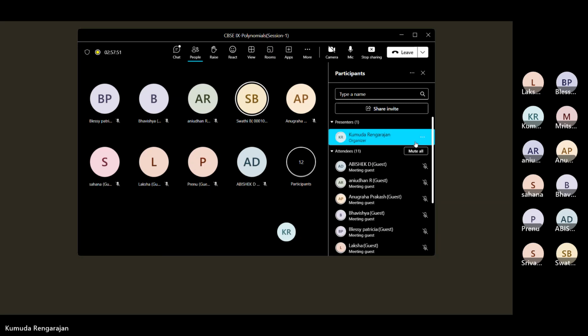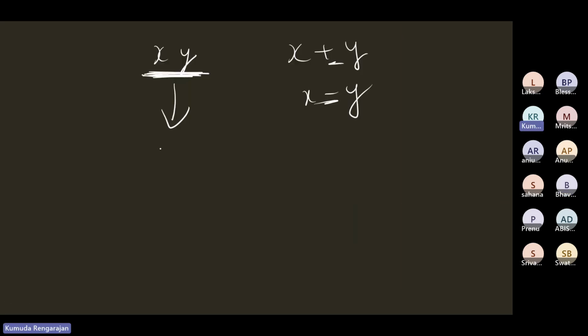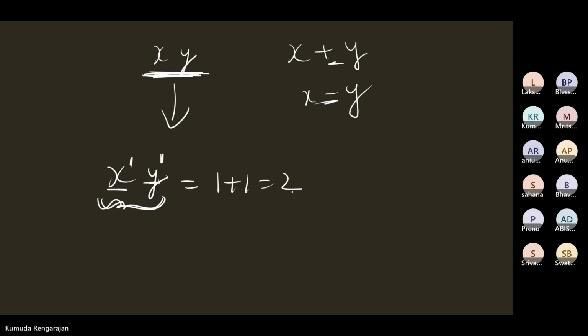It's 2, ma'am, because it has 2 different variables. Yeah, it's not 1. It is 2 because the power of X is 1 and the power of Y is 1. This is one term. In this term, we have 2 variables, X and Y. So we have to find the sum of the powers. 1 plus 1, 2. So it's a quadratic polynomial.